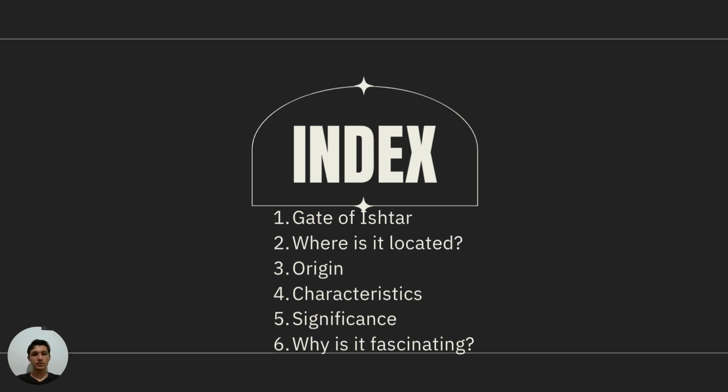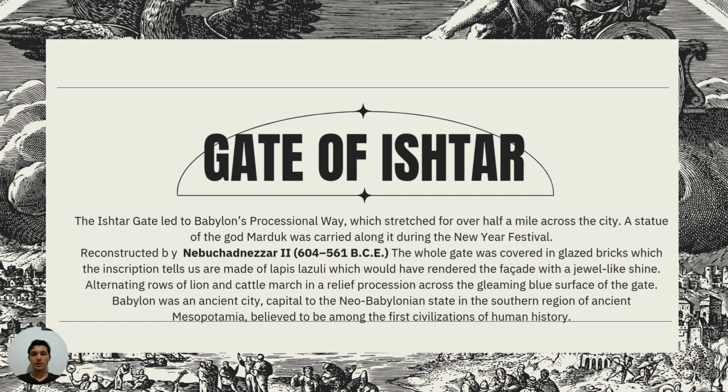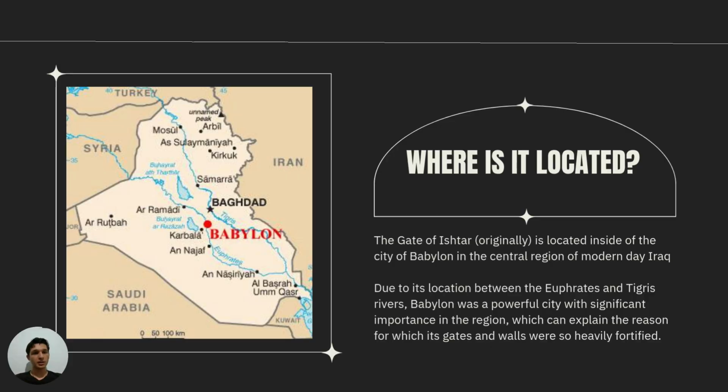Now, for the first part, the Gate of Ishtar was one of the entrances to Babylon, one of seven gates that this ancient city had. This city was one of the most important cities of ancient Mesopotamia. Babylon, to be exact, was located in the central region of what is now modern day Iraq and was the capital of the Neo-Babylonian Empire. Here I can show you a little map of where it was located.